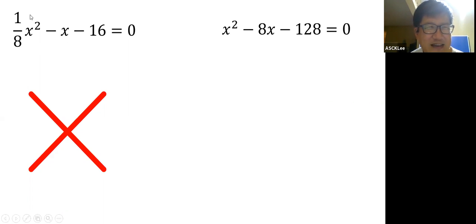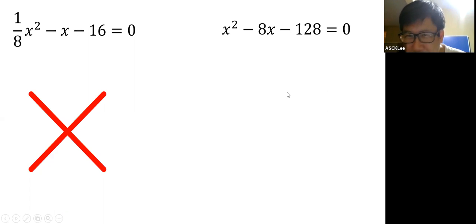In this question, solve 1/8x squared minus x minus 16 equals 0, what's making it really scary is the 1/8. And there's a very easy way to remove it: simply multiply throughout, left and right, by 8. When you multiply by 8, you eliminate the 1/8, and minus x becomes minus 8x, and minus 16 times 8 gives you minus 128. So this is what we will work with. Solving this is the same as solving the original.